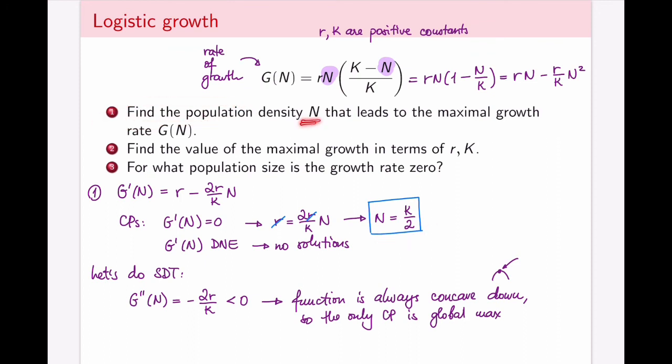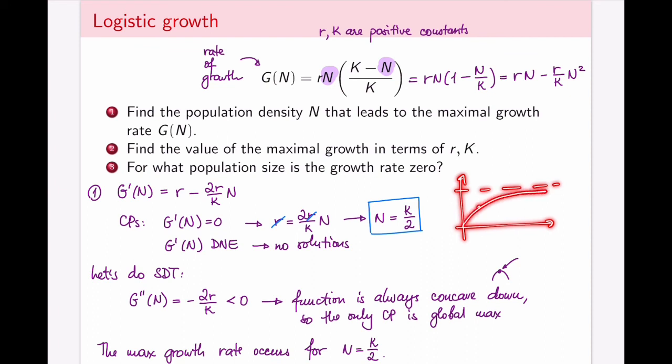We found the population density, it's k over 2, that leads to the maximum growth rate. So the maximum growth rate occurs for the population density equaling k over 2. Again, thinking a little bit ahead, knowing that k stands for carrying capacity, the most that the population can be in size, this means that it grows the fastest at exactly half of that. And this behavior is in fact very similar to that of hill functions, where the fastest growth actually occurs halfway between the 0 and the horizontal asymptote.